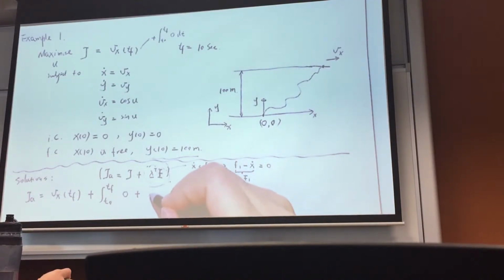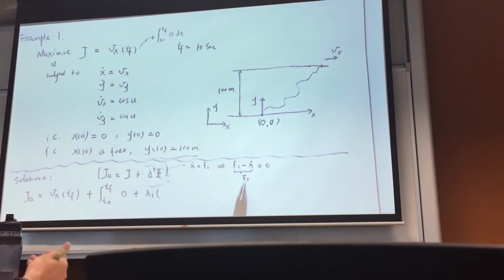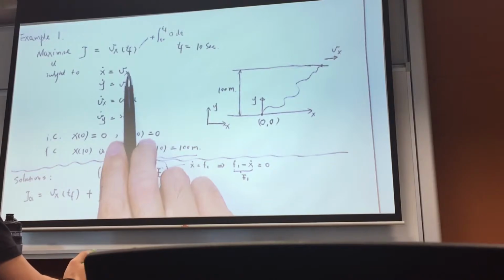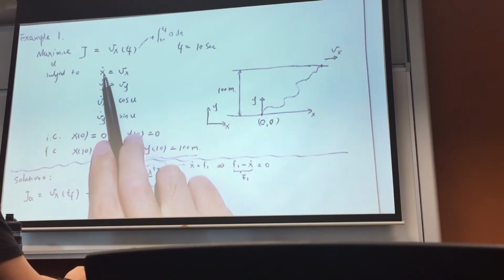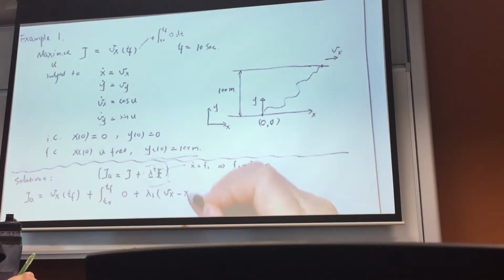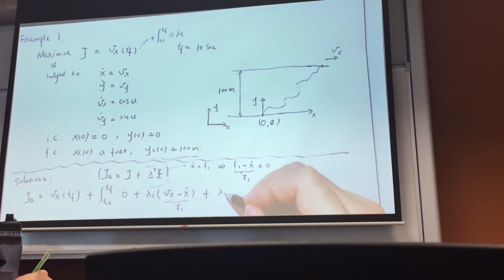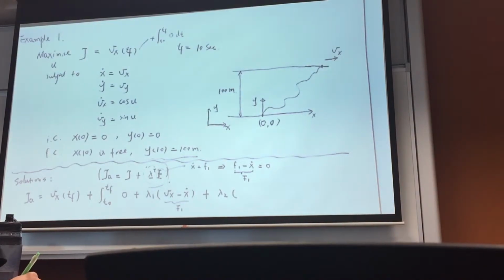The first term will be lambda 1 multiplied by F1. The F1 is equal to Vx minus x dot. Because this one is actually our F1. So this is lambda 1 F1 plus lambda 2 capital F2, where capital F2 is given by Vy minus y dot.